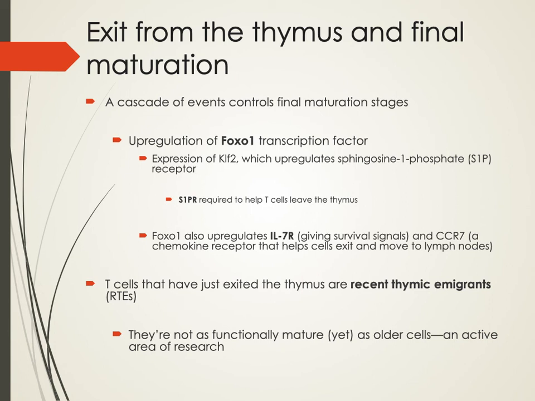Once the T cells have just exited the thymus, they're known as recent thymic emigrants, or RTEs. They're not technically functionally mature yet, as older cells are, because they haven't undergone activation and such. So there are additional changes to some of those surface expressions when you compare to T cells that are in the lymph nodes or have left lymph nodes.